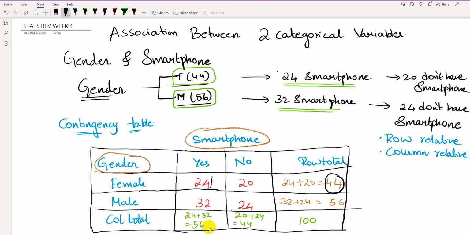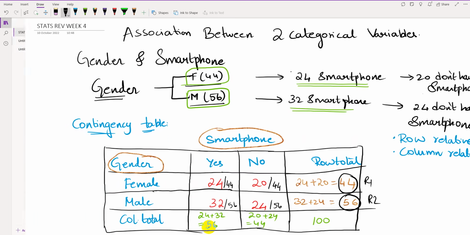Here we are going to divide 24 by 44 and 20 by 44. Then we will get our respective row relative frequencies. Here also we divide it by 56 and we divide it by 56. So this is how we calculate the row relative frequency for the row R1 and the row R2. This is the row R1 and this is the row R2. This is how we have seen the row total 56, and we have done this.